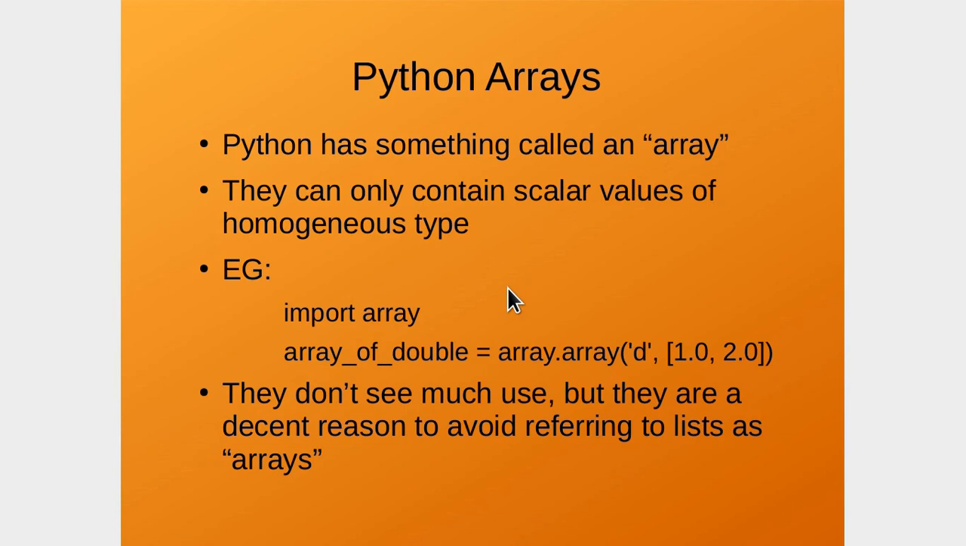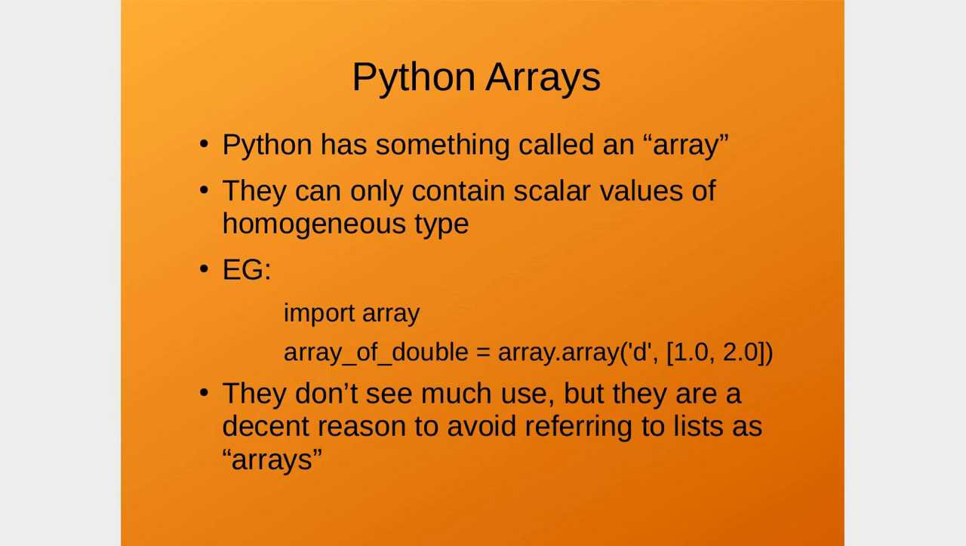Python has something called an array. They aren't used much. They aren't nearly as flexible as Python lists, but they are faster, and they only contain scalar values, and they tend to be more compact.